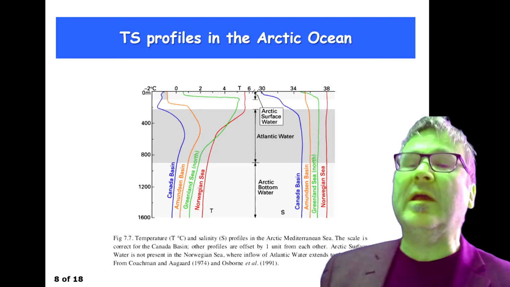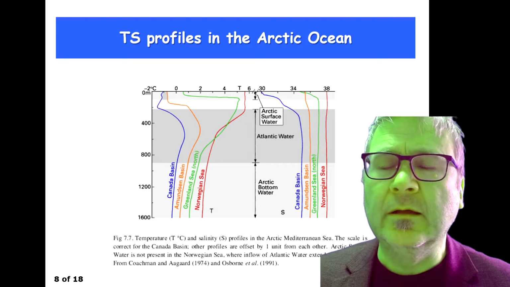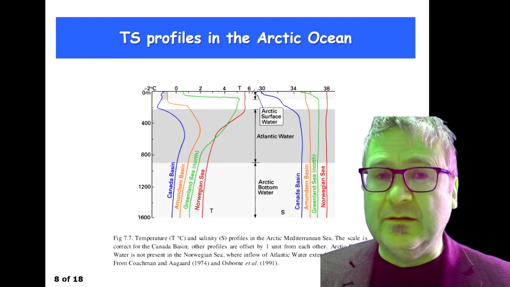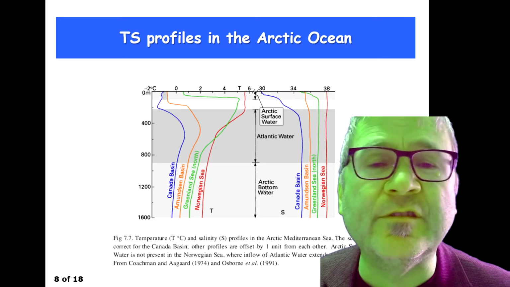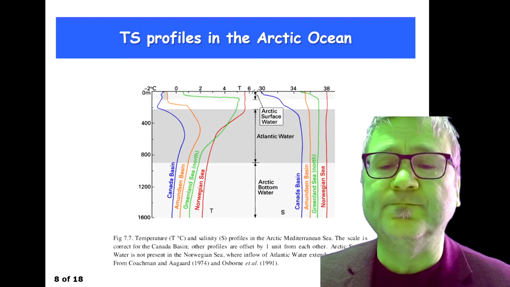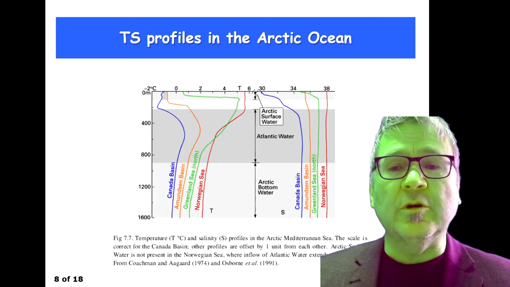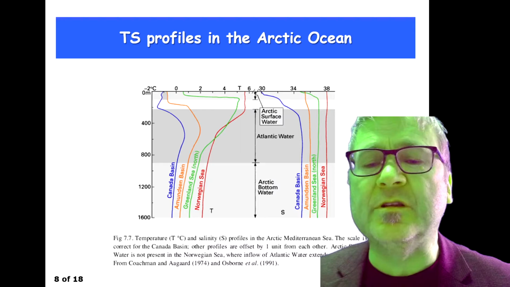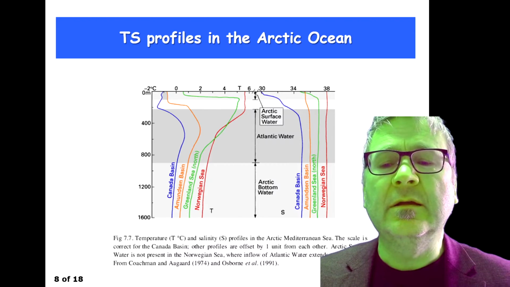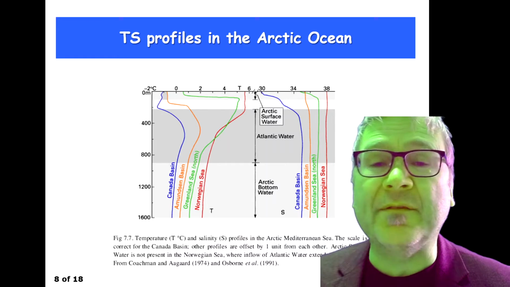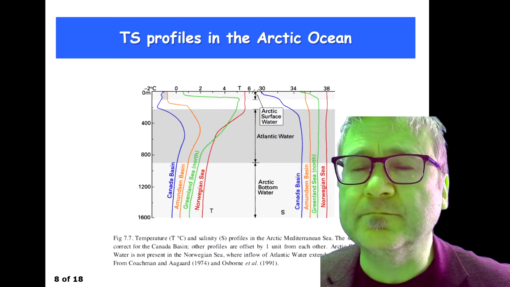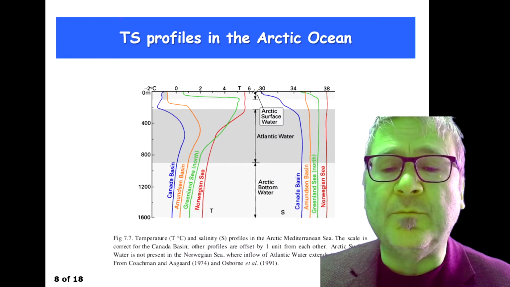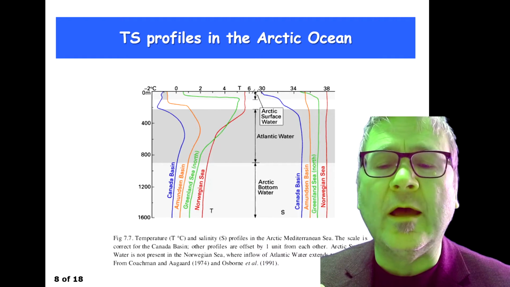So, okay, let's have a look at the water properties. The vertical stratification of temperature and salinity in the Arctic. What's shown here are vertical profiles of temperature and salinity in different parts of the Arctic Ocean. And you have to be very, very careful with the interpretation. Okay, and I'll tell you why.